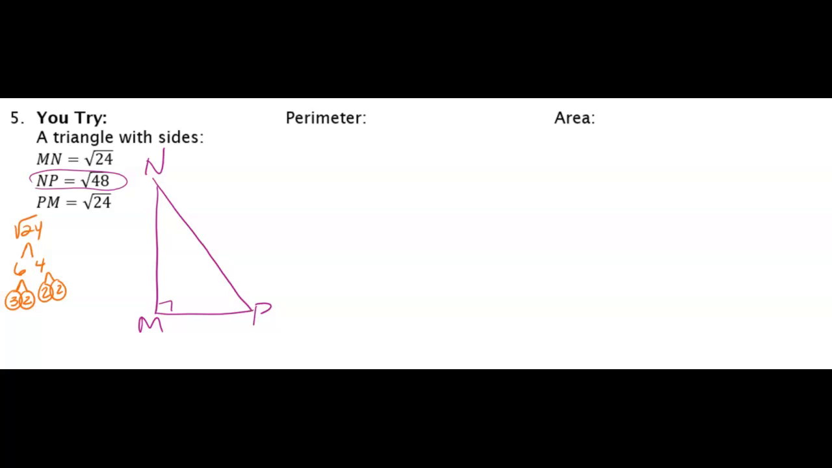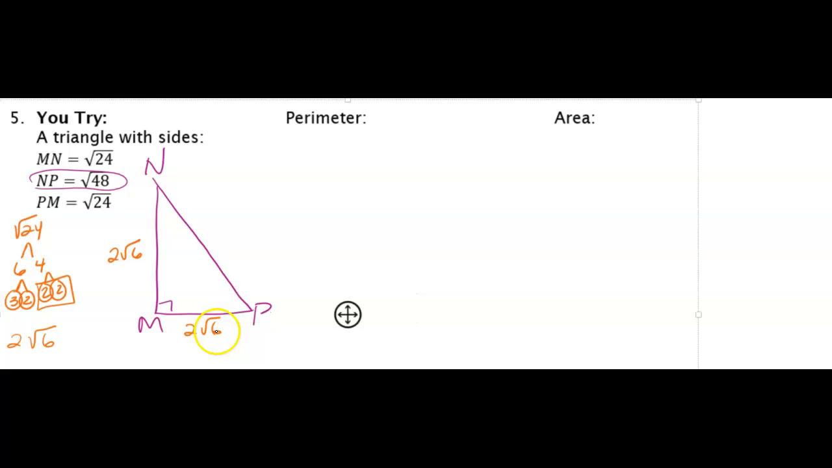4 breaks down into 2 and 2. So now I'm looking for pairs, so I can take out a pair of 2's, and then I have a 3 and a 2 left over. So this turns into a 2 on the outside, and then you multiply the 3 times the 2 for the 6 on the inside. So both MN and PM are going to be labeled 2 root 6. And then NP, I'm going to do the same thing.